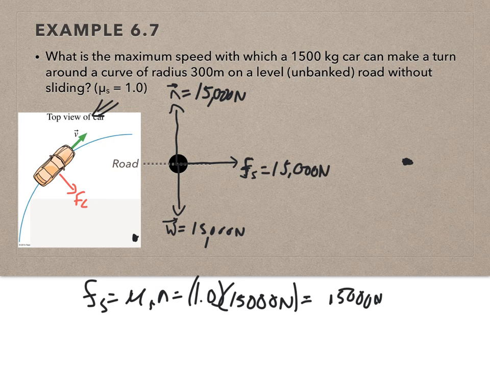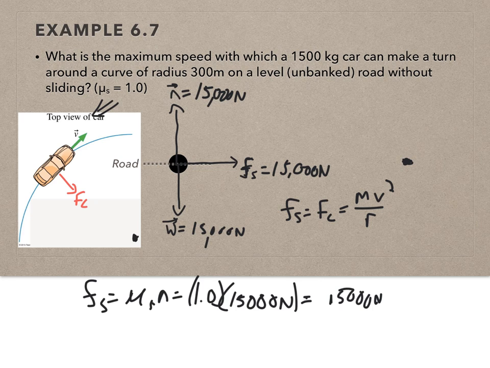If it was a wet road, then it'd be some smaller number, because that static friction would definitely go down. So what are we going to do with this? If I look, my normal force and my weight cancel out, so my static friction is my net force. It is a net force that points inward, so my static friction is equal to centripetal force. What's my equation for centripetal force? Mass times speed squared divided by the radius.